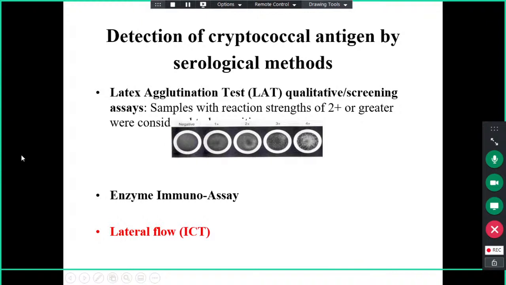And for the serological tests, we can detect antigen from serum or CSF sample. One is the latex agglutination test, but you have to boil the CSF or serum sample. Or you can use ELISA also, but nowadays we have a rapid method, that is the lateral flow assay. You can use that one at the bedside also. You don't have to process the sample.